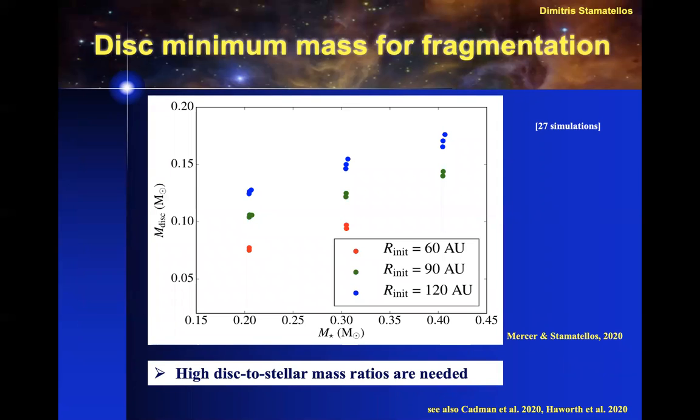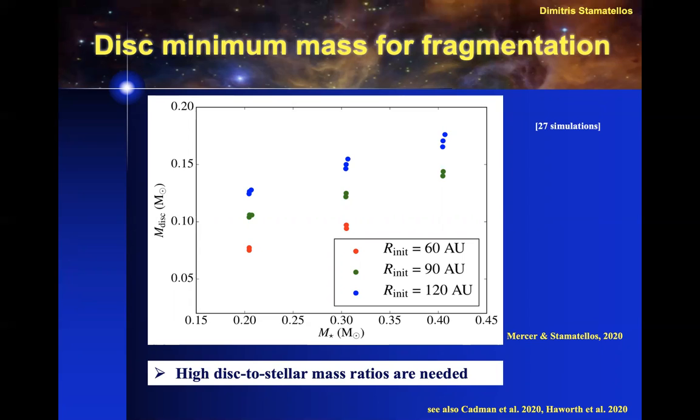These are the results of the 27 simulations. In this graph, I plot the disk mass versus the stellar mass for different initial disk radii. Let's focus for a minute on the green dots. For a 90 AU disk, the mass needed for fragmentation increases with the mass of the central star. And this happened for the other dots, for the larger disks, the blue dots, and the smaller disks, the red dots. So the smaller the disk, the lower the mass needed for fragmentation.